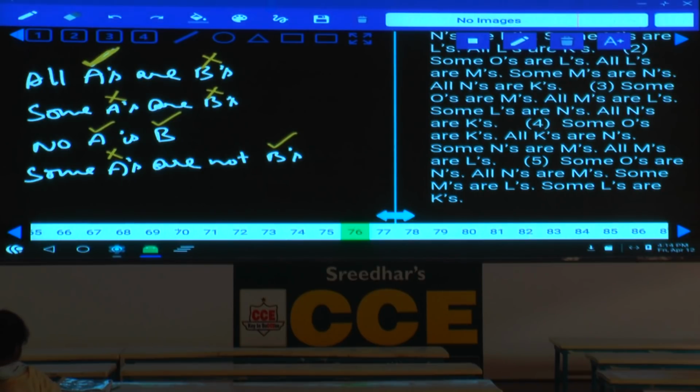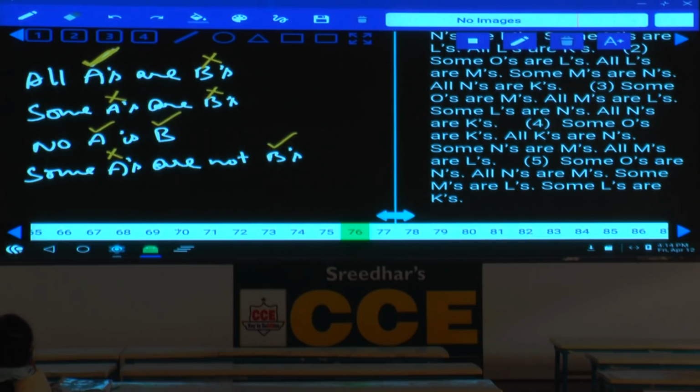Done with this? "All A's are B's": A is distributed, B not distributed. "Some A's are B's": neither A nor B is distributed. And "no A is B": both A as well as B are distributed, and for "some A's are not B's", A is not distributed and B is distributed. Clear now? Then coming to this one, how to solve these types of questions with the help of this distribution.